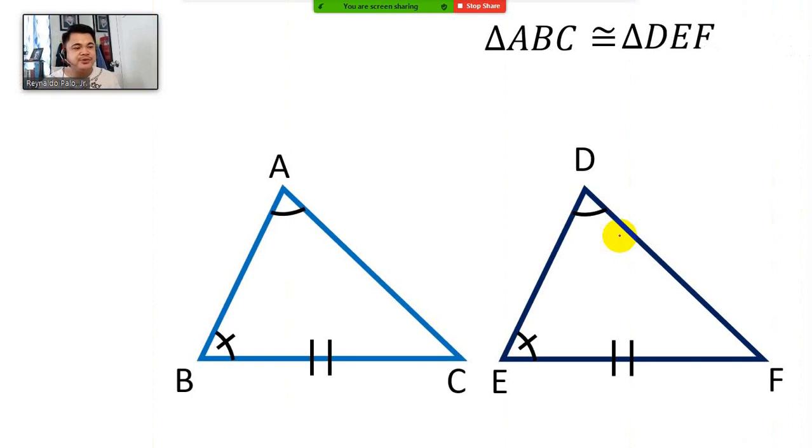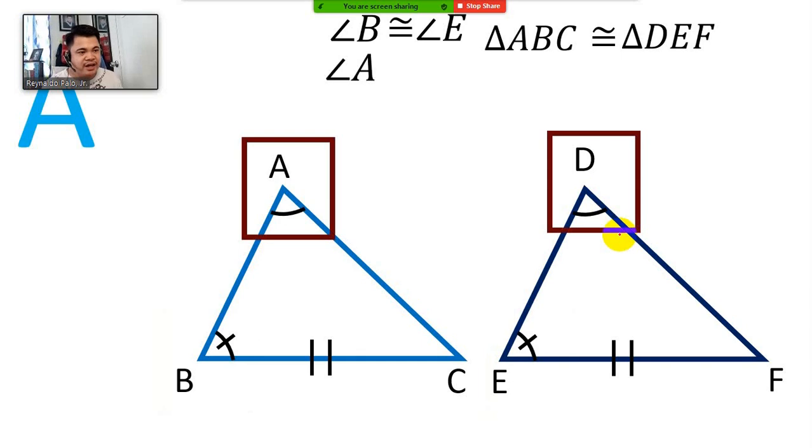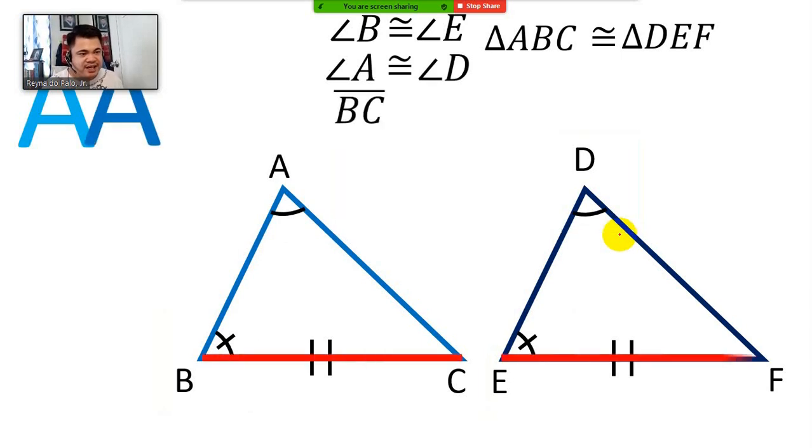So let's prove using the AAS postulate the congruence of triangle ABC and triangle DEF. Angle B is congruent to angle E. Angle A is congruent to angle D. Then segment BC is congruent to segment EF. Alright, so that's why we can say that triangle ABC is congruent to triangle DEF because of the AAS postulate.